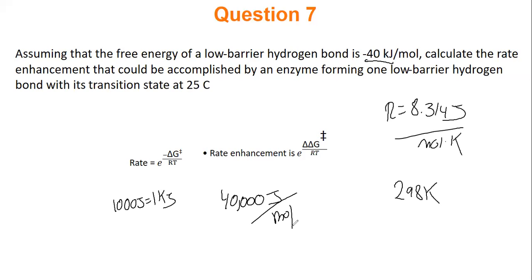Now, something else that's going to be weird, right? I'm going to write it and then I'll explain it. The way you solve this is rate enhancement is equal to exponent 40,000 divided by 8.314 times 298. And you might be wondering to yourself, why is it not negative 40,000?